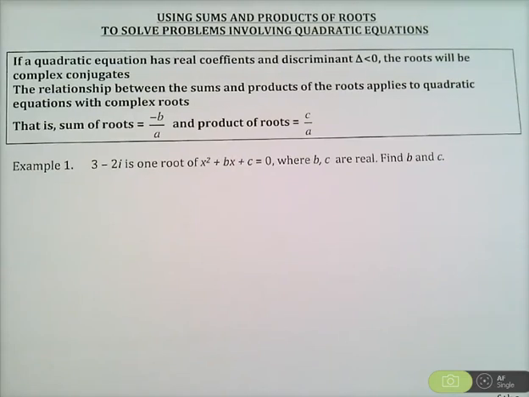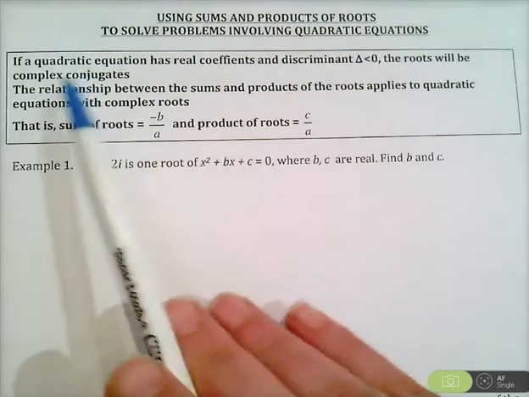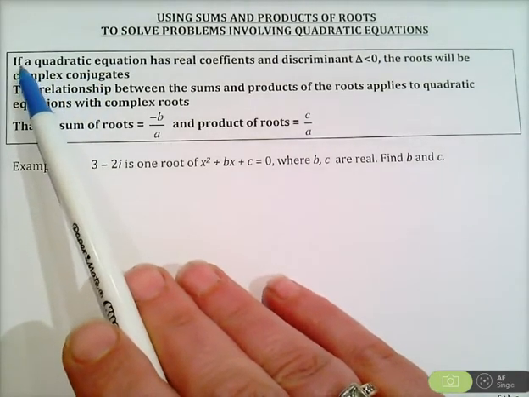Hi, this is the continuation from Thursday's lesson, Thursday the 8th of October. So we're now on page 11 of the Extension 2 booklet, Complex Numbers, using sums and products of roots to solve problems involving quadratic equations. Now, at the end of last lesson, we looked at the following.